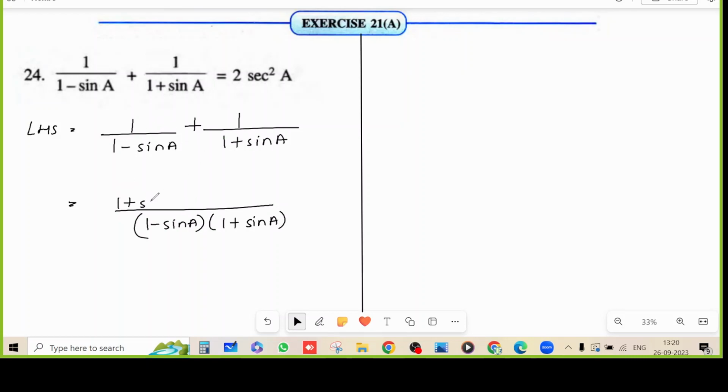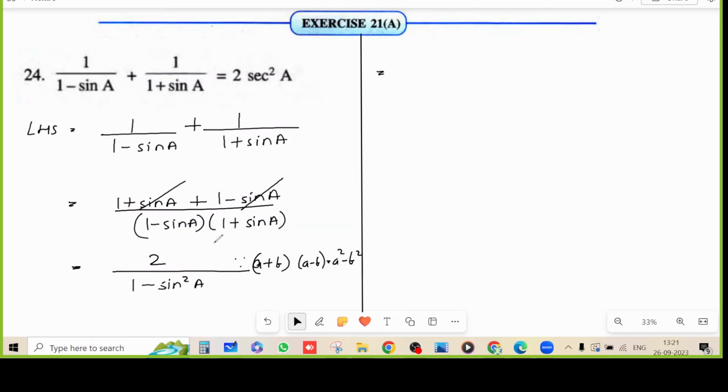So this will become 1 plus sine a plus 1 minus sine a. Minus sine a plus sine a will get cancelled out. The numerator will be equal to 2 and the denominator is of the form a minus b into a plus b. So the expression will become 1 minus sine square a, by the formula a plus b into a minus b is equal to a square minus b square.